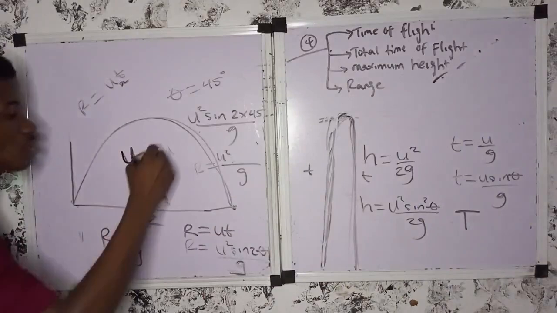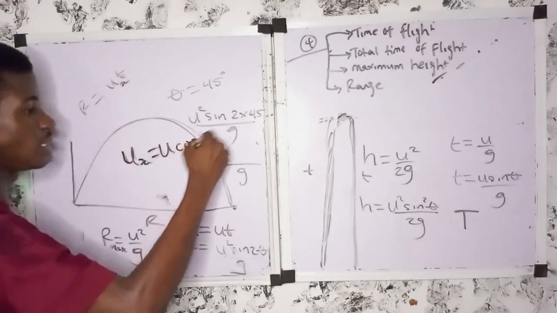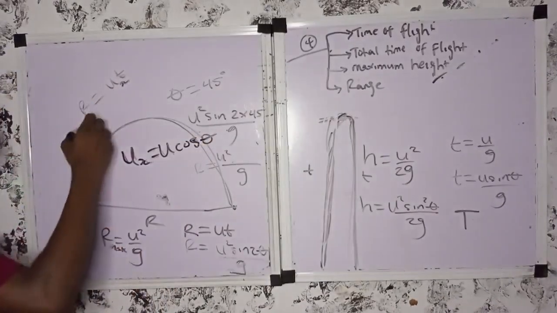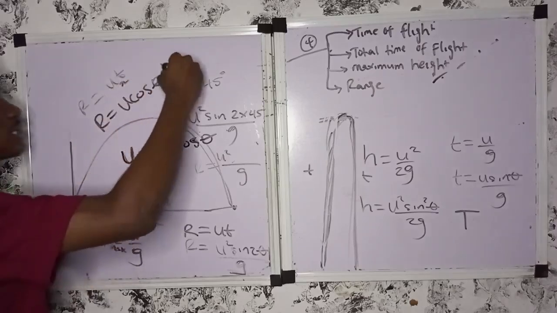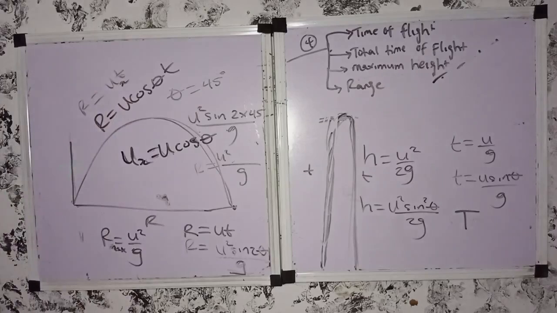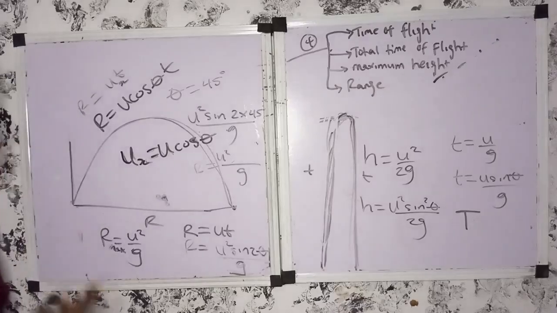Ux is equal to U cos theta, right? Yes. So this place here can also be R equals U cos theta times t. Okay. So this is the formula for range. R equals Ut. R equals U square sine 2 theta over g.